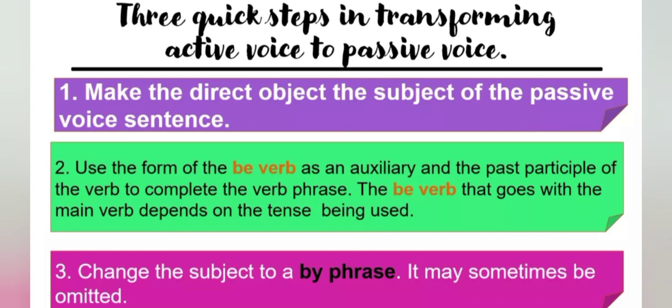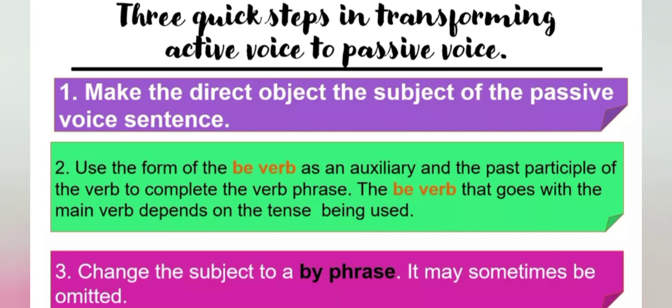So what are these steps that you need to remember? Number one, make the direct object the subject of the passive voice sentence. Meaning to say, from being a subject, you change it into a direct object. You will be able to understand this better as we proceed with our discussion. Don't you worry about that.